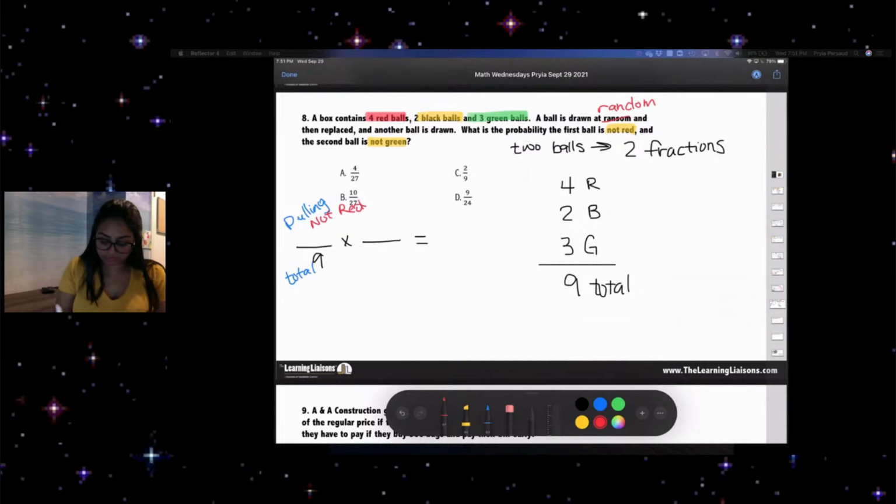Well, if it's not red, then what is it? If it's not red, then it must be black or green. Well, what are my numbers for black and green? 2 and 3. So I have a 5 out of 9 chance of pulling not red. Remember, when I take something out, I put it back. What's the next part asking? They're asking for not green.